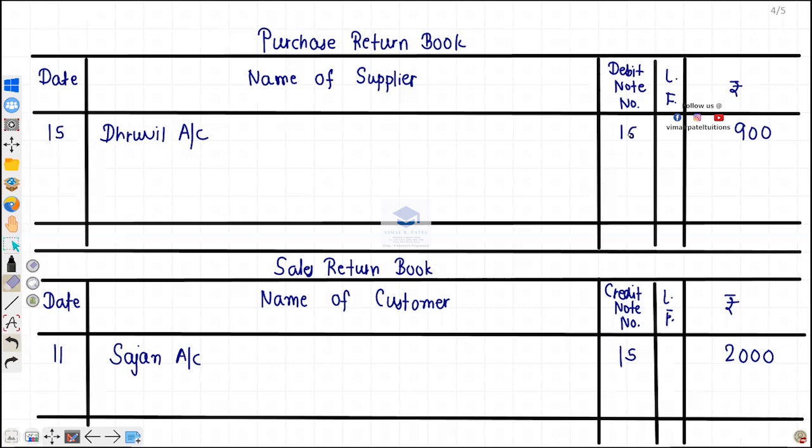Then purchased furniture of 5,000 from Shri Voucher Furniture Mart. This is a purchase of an asset. Furniture is an asset, so it won't be recorded in subsidiary books. It will be recorded in journal proper. Here we will record only transactions related to goods, and that too on credit. So purchase of asset and sale of asset will not be recorded here.